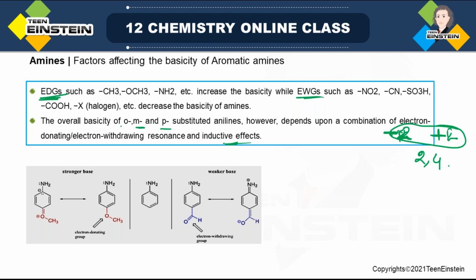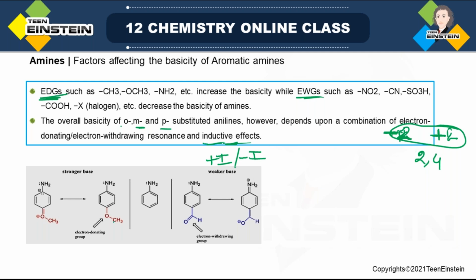So when a group showing positive inductive effect is present at ortho, obviously it will have more positive inductive effect than at meta and para, because the distance is smaller. When you consider the overall effect, it is a combination of electron donating and withdrawing resonance. You have to consider minus R or plus R, as well as whether there is plus I effect or minus I effect. That also you have to consider.